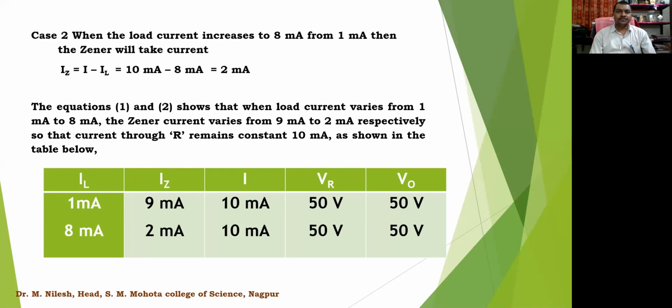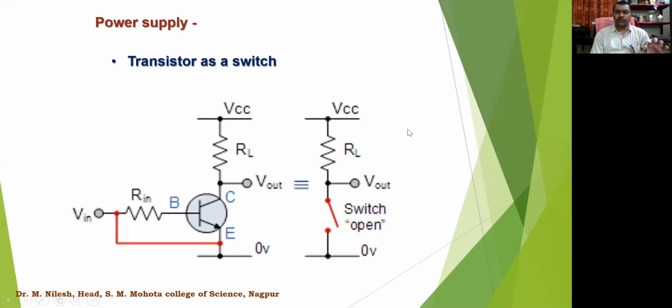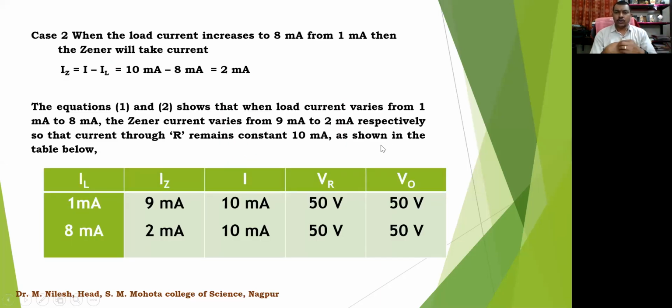So this was there, and I will just repeat what we have studied earlier, that is transistor as a switch, because we have to learn this in the next class. By that time, if you have any queries, you can ask me. Do you have any problems regarding Zener diode in line regulation and load regulation?